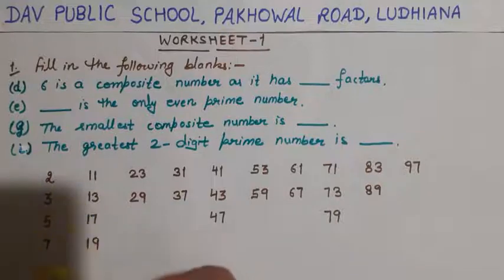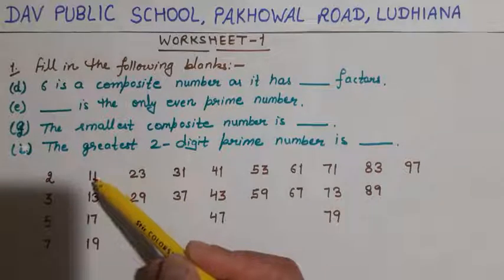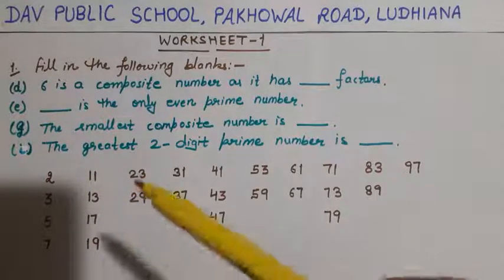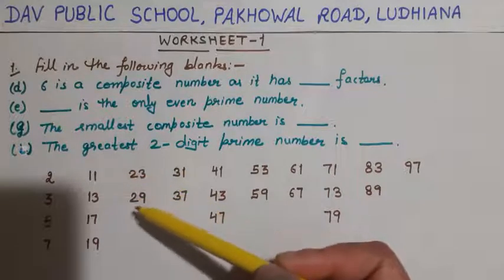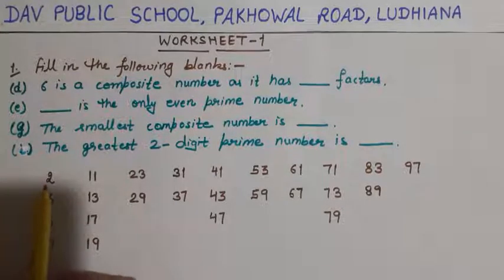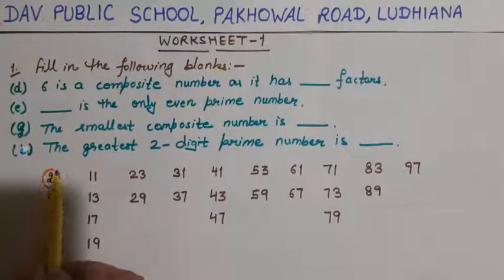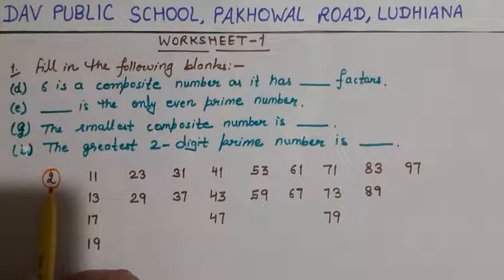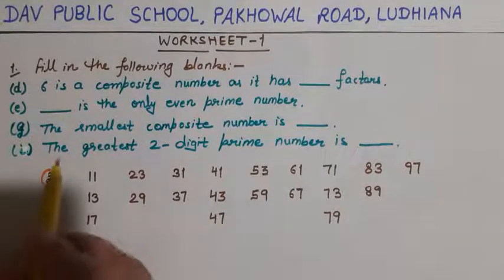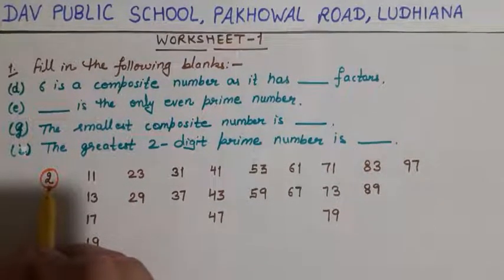From 1 to 10, the prime numbers are 2, 3, 5, 7. From 11 to 20, these are 11, 13, 17, 19. From 21 to 30, prime numbers are 23 and 29, and so on. As you can see, the smallest prime number is 2 here, which is the only even prime number. All prime numbers are odd, except 2. 2 is the only even prime number, and it is also the smallest prime number.